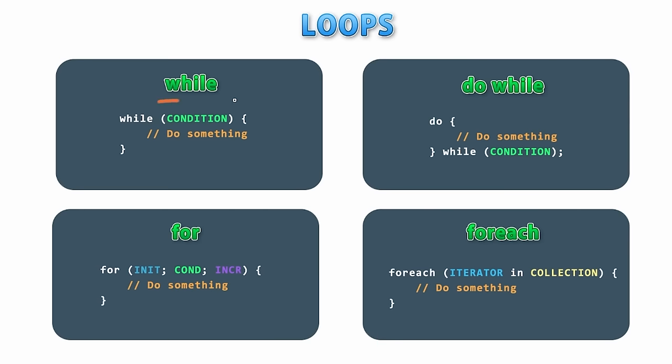Then we have the condition, so same thing, it is going to continue running while this one is true. And finally, we have the incrementer. So usually over here, you increase the iterator variable by 1. So let's see the syntax.